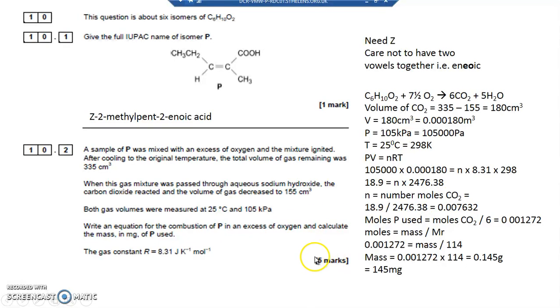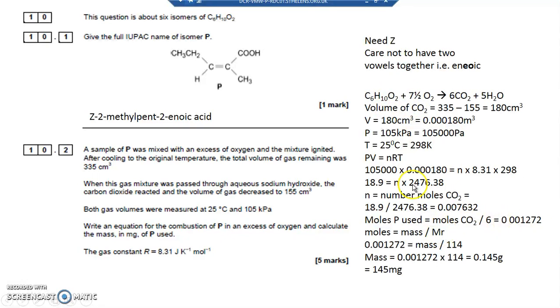I've worked out the number of moles of carbon dioxide. So I've got quite a lot of these marks now already, probably 3 or 4 marks. Now it wants me to work out the mass of P used. Well, in my equation, 6 moles of carbon dioxide are made when 1 mole of P, C6H10O2, is reacted. So if I've got 0.007632 moles of carbon dioxide, the amount of P used must be a sixth of that. So I'll take this number and divide by 6, and it works out as 0.001272, the number of moles of P.